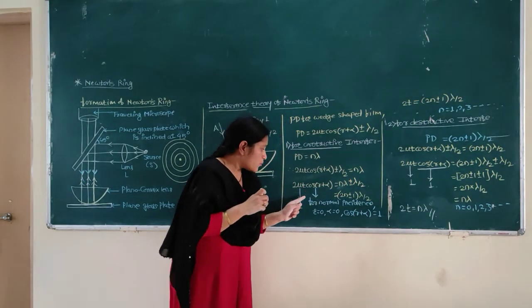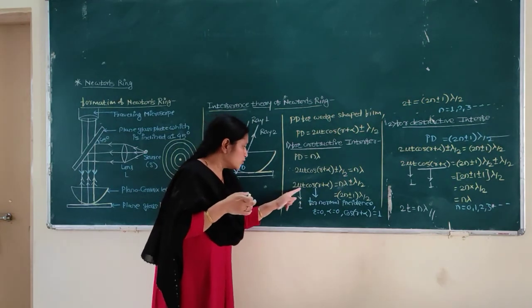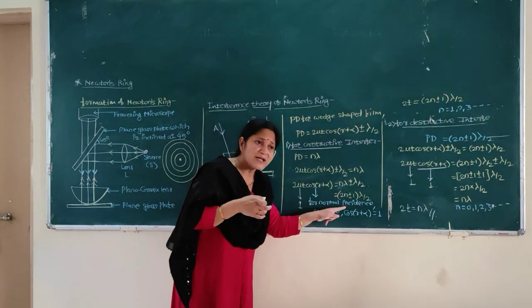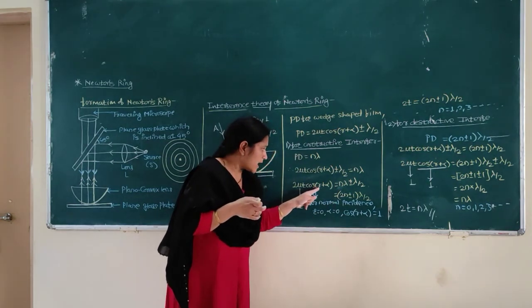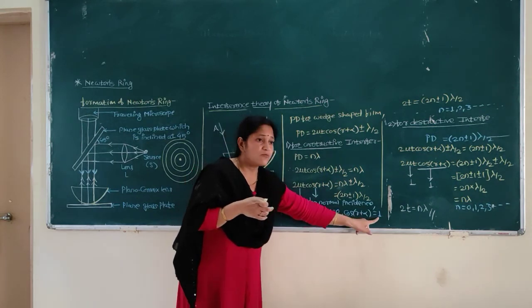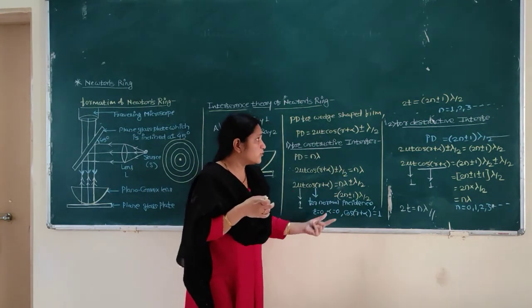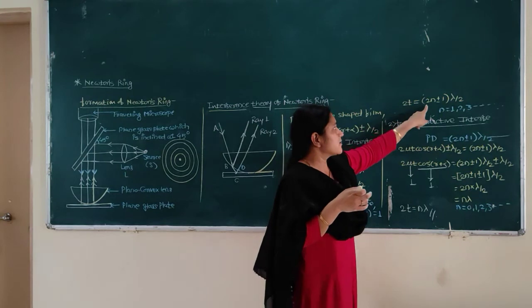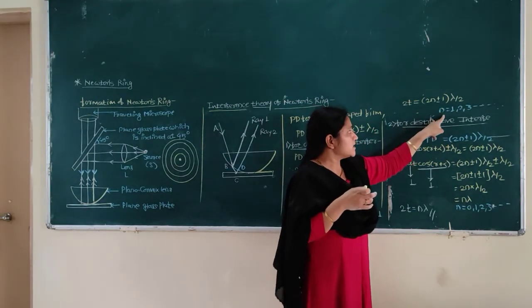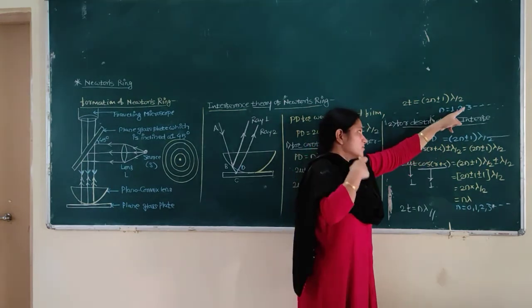Now again for air medium the value of μ is equal to 1 and if there is a normal incidence then r and α both are 0 and therefore cos 0 is equal to 1. So by putting this value we get 2t is equal to (2n ± 1) λ/2. Here n is equal to 1, 2, 3 and so on.